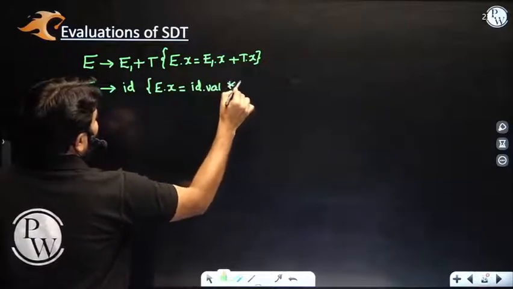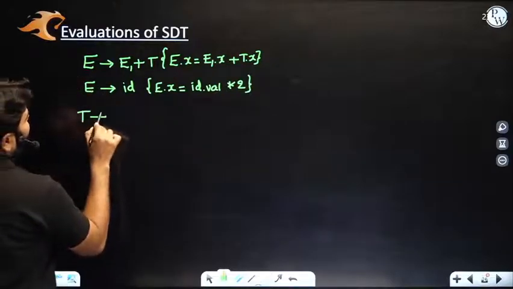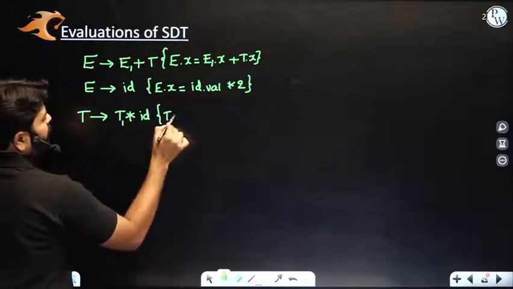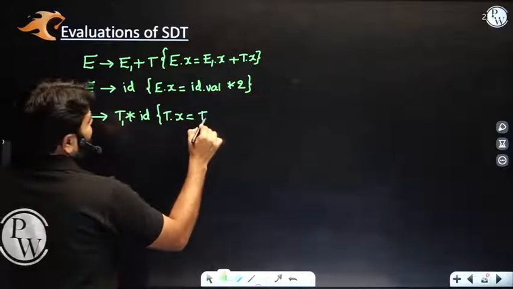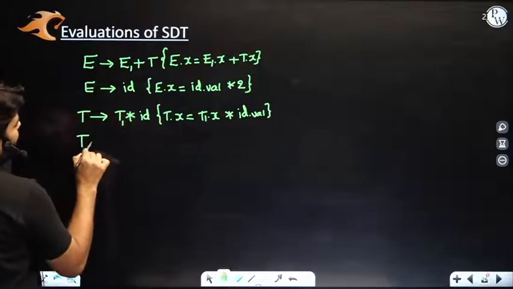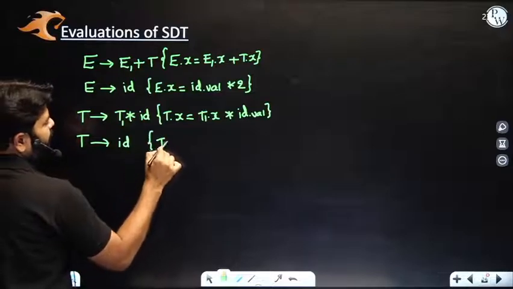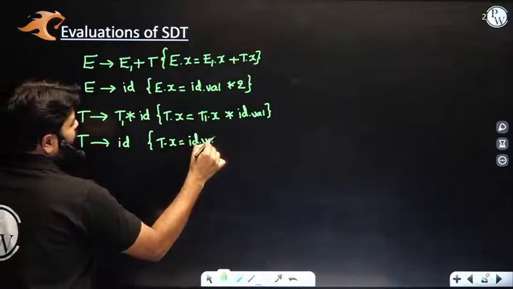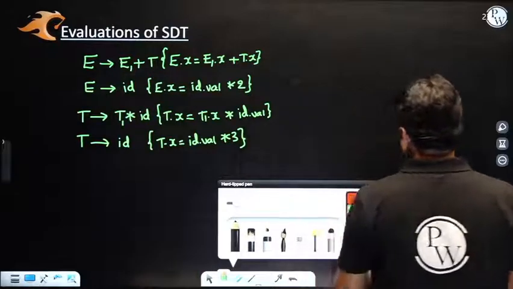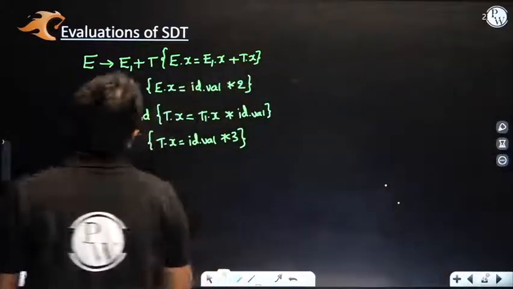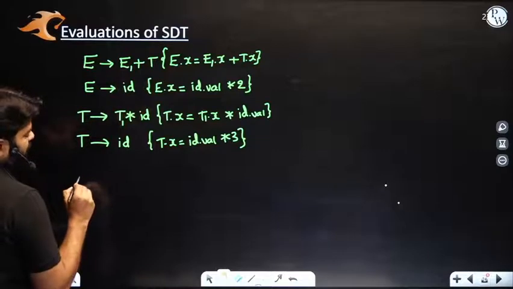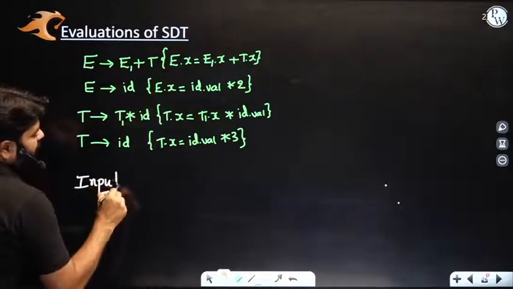Let's say multiply with 2. And T derives, let's say T star ID. Here T1, assume it to make it clear which T you are using. T dot X is equal to T1 dot X multiply with ID dot value. And T derives ID. Here T dot X is equal to ID dot value multiply with 3. Some, you know, kind of implementation. Now here I'll give an input, just you need to find what value is computed at the root. E dot X you need to compute basically. So I'm giving some input to understand the translation.